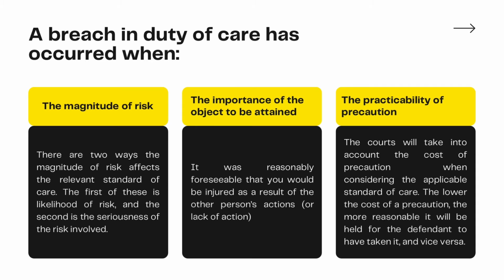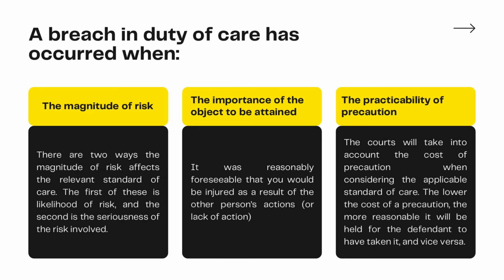First is the magnitude of risk. There are two ways the magnitude of risk affects the relevant standard of care. The first of these is likelihood of risk, and the second is the seriousness of the risk involved. Second, the importance of the object to be attained. It was reasonably foreseeable that you would be injured as a result of the other person's action or lack of action. And third, the practicability of precaution.